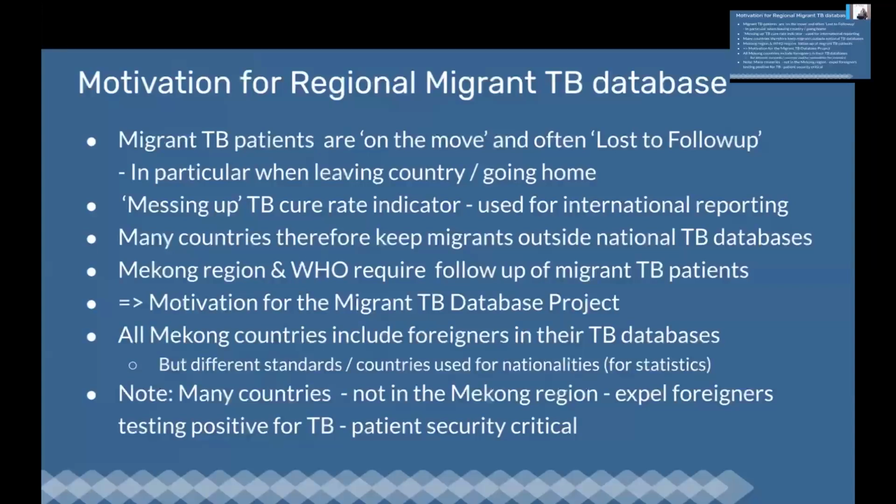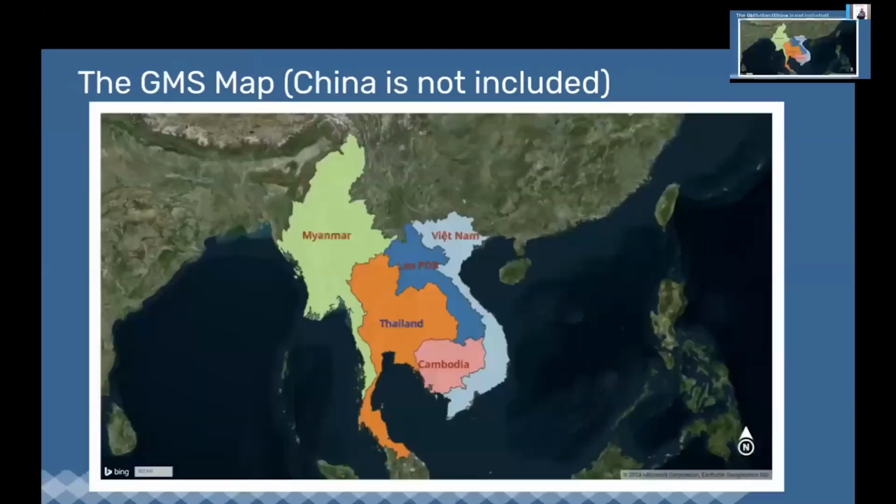And it's worth noting that many countries not in this region are simply expelling foreigners that test positive for TB. For example, Malaysia. That's the first plane out if you're testing positive. And of course, that stigma is the reason for many of these problems with TB in migrants. And these are the countries that are part of the project.